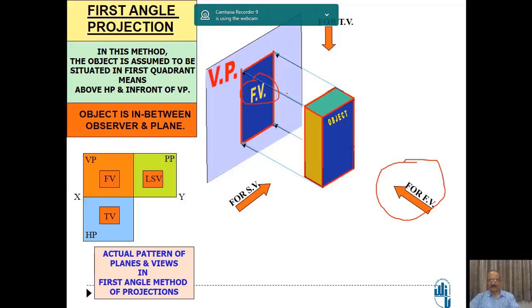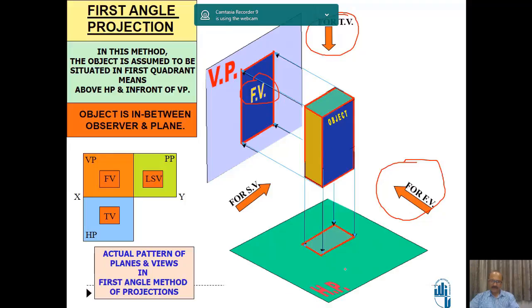While you are observing from the top side, the observer is observing this object, and that is looking here on the horizontal reference plane as a top view of this particular object. So here we observe this as a front view and this one as a top view. The object is situated in the first quadrant and observed from the front side, in this direction.